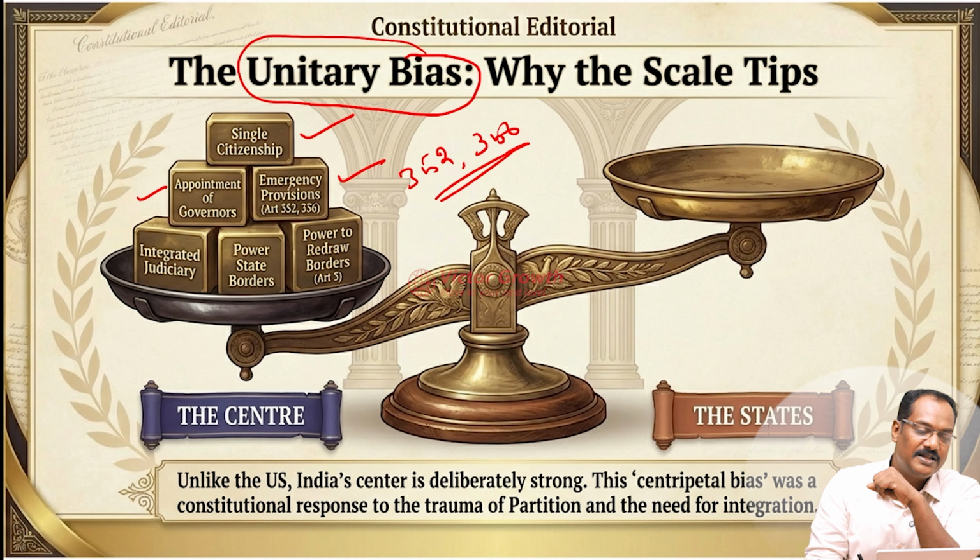Okay, so it is integrated into one. Independent judiciary is also true. Integrated is also true. For example, in the US, the Supreme Court for each state is there. Like that we do not have. Okay, then powers over state borders.